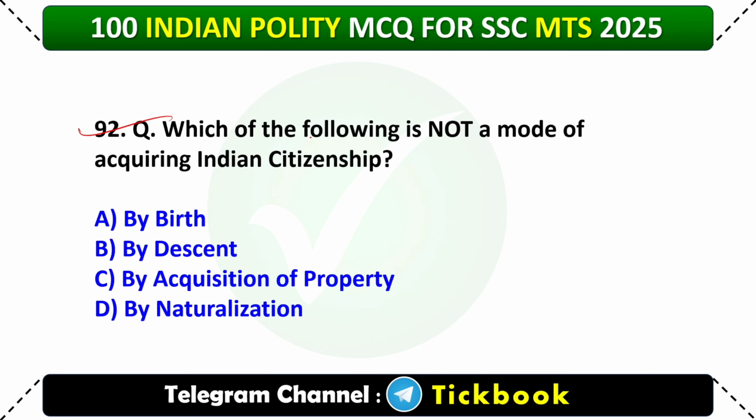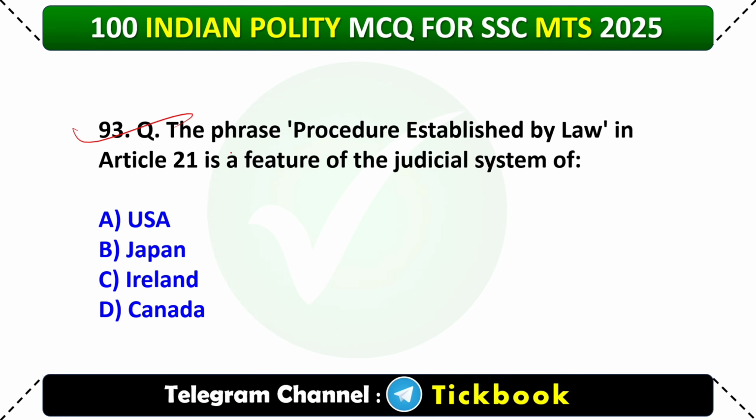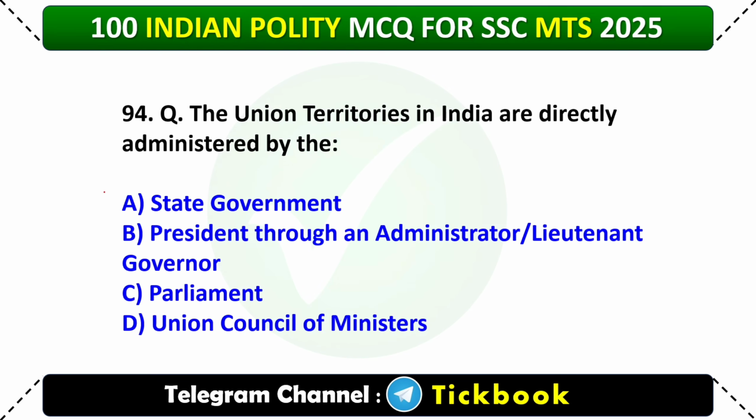92. Which of the following is not a mode of acquiring Indian citizenship? Option number B, by acquisition of property, is not. 93. The phrase procedure established by law in Article 21 is a feature of the judicial system of. Option number B, Japan.